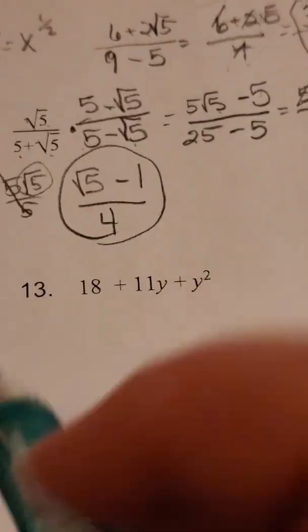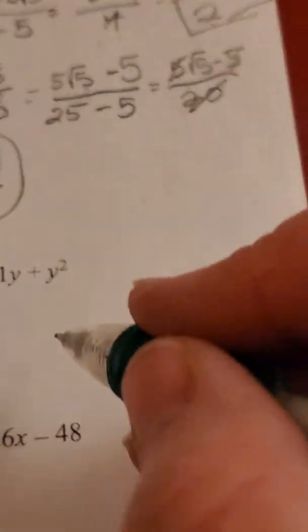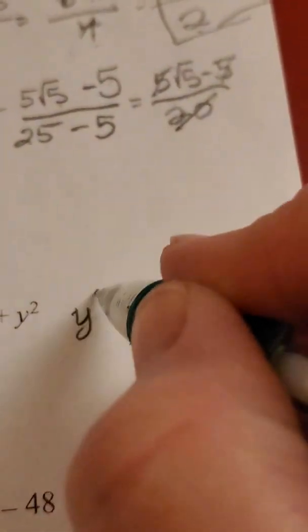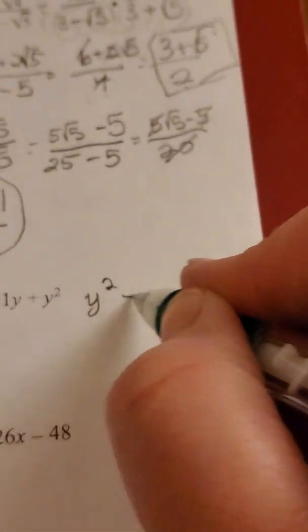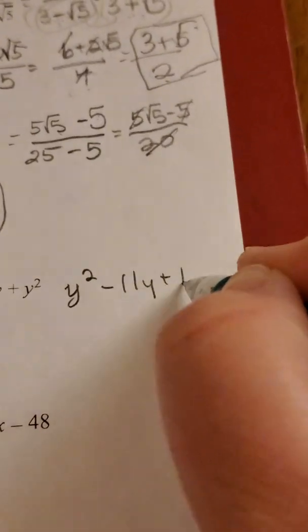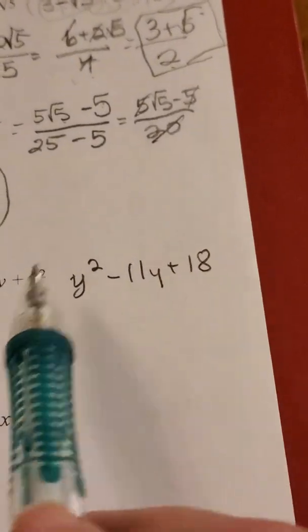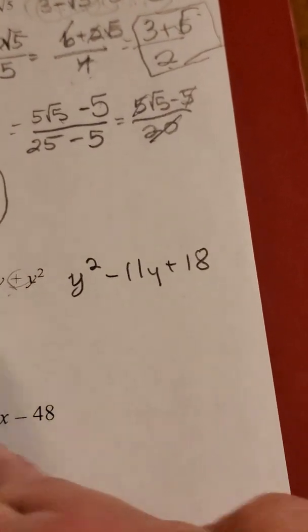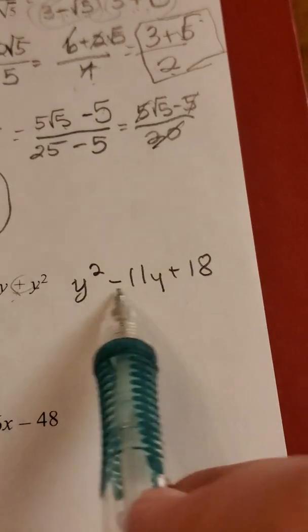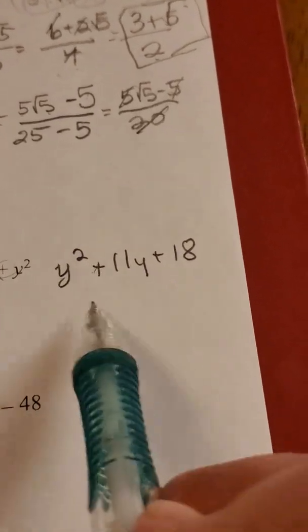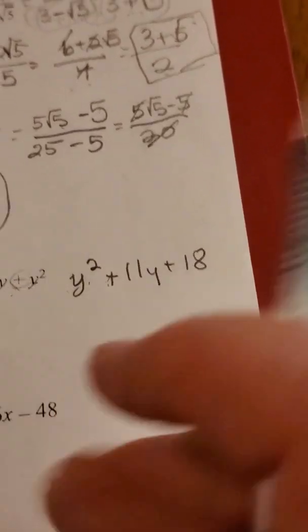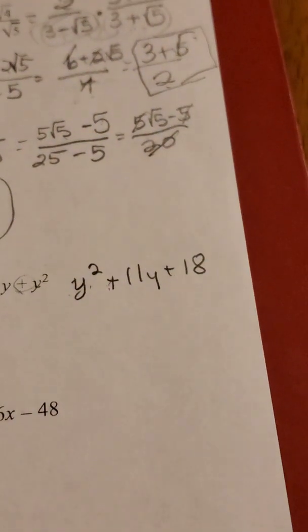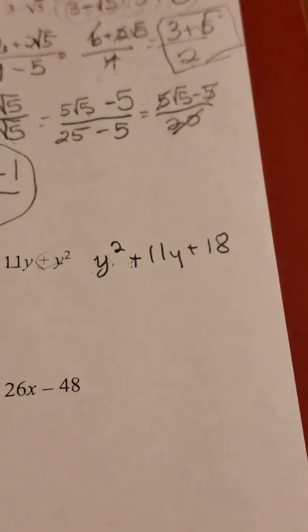Okay? Over here, it's written backwards, so I'm kind of the type that likes to have it written the correct way. So y squared minus 11y plus 18. If you rewrite it, just make sure that you put the correct sign with each letter, okay? So if this was a negative 11, make sure it was, oh, that should be positive. Make sure you put the right sign with the right letter or right number.